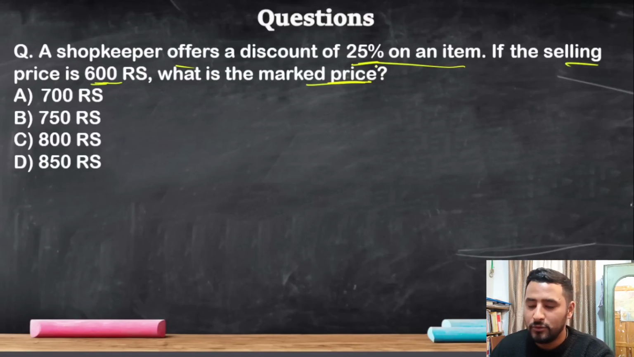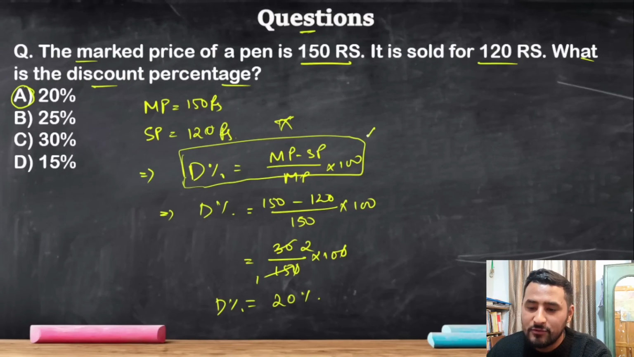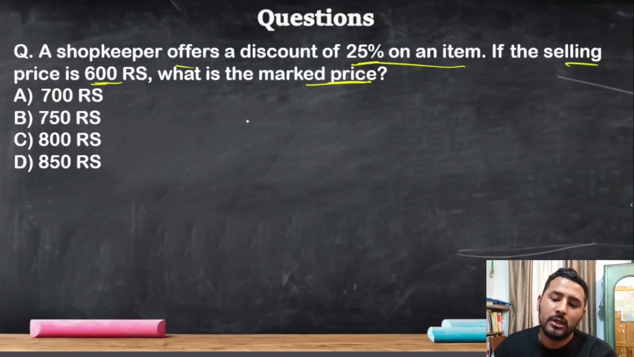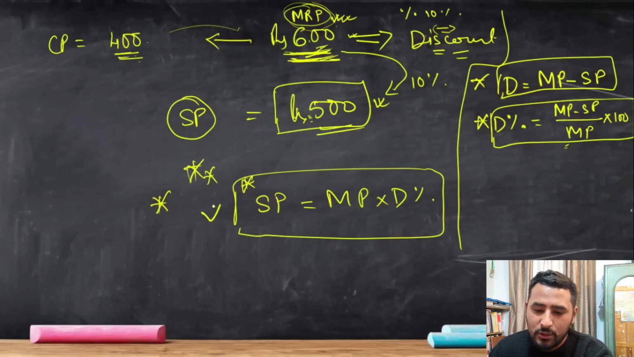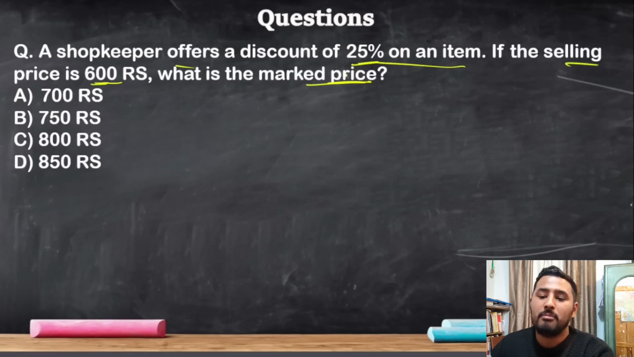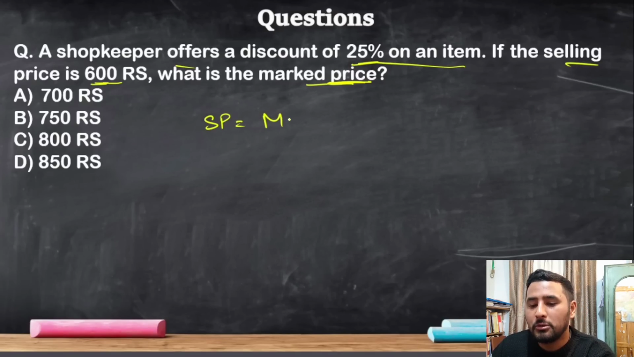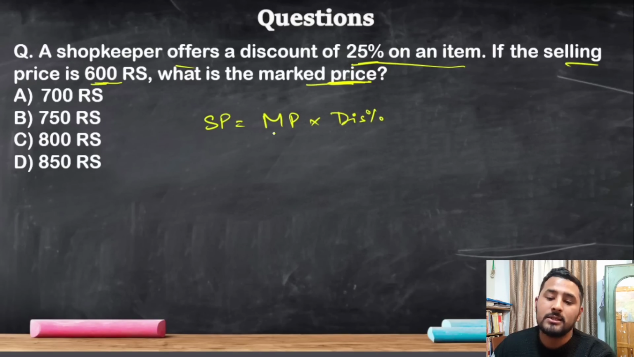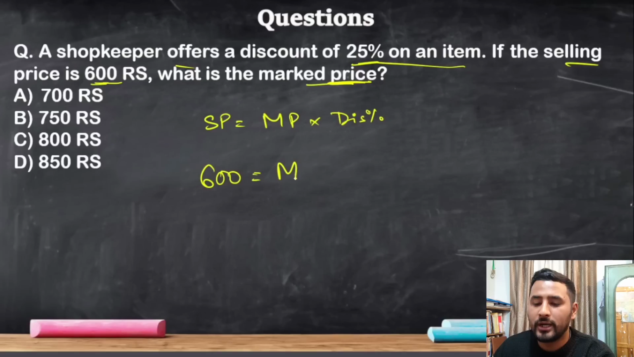Now if you go on doing by this formula, this will be a long method. So what we'll do, I have given the other formula, right? We'll use this one to find the mark price or selling price if the discount percent is given. Let us see. Like I said, SP is equal to mark price into discount percent, right? Now see, our SP is how much? Selling price is 600. MP is what we don't know, to find.